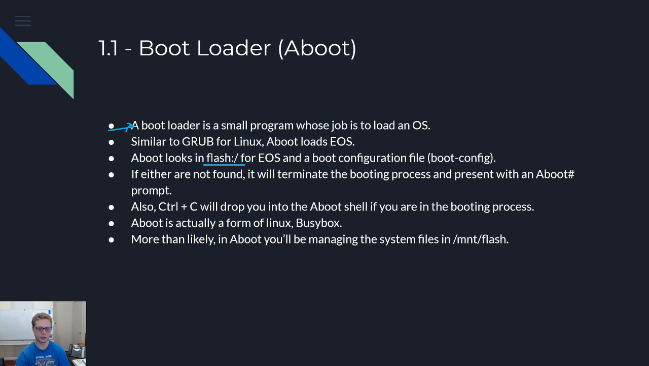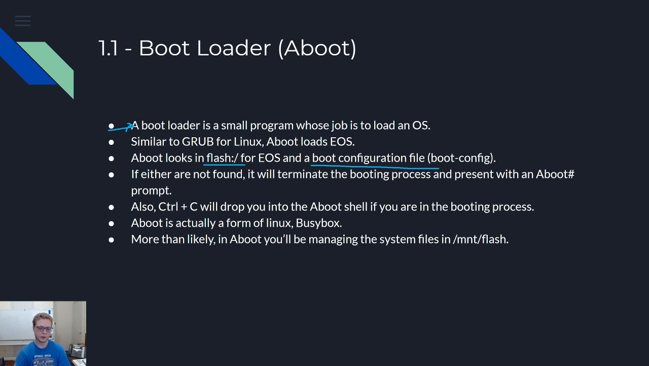Aboot is going to look in Flash for EOS and a boot configuration file. If it doesn't find an EOS or it doesn't find a boot configuration file, it will terminate the booting process and then present you with an Aboot prompt. Keep in mind, this is not startup config it's looking for, it's boot config. That boot config is going to say where the EOS is on Flash. Well, it may not be on Flash, it may be on TFTP or something, but it's going to show Aboot where that EOS is.